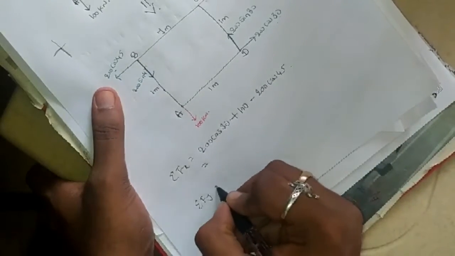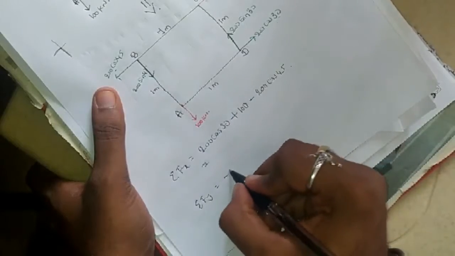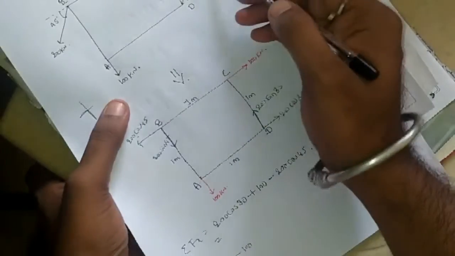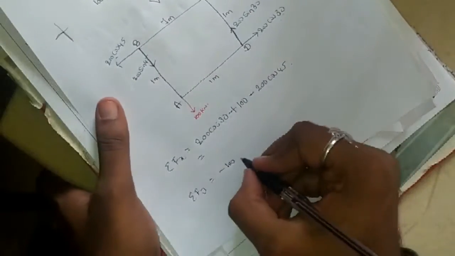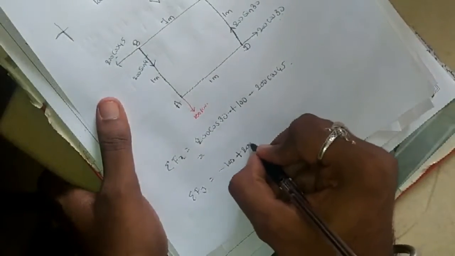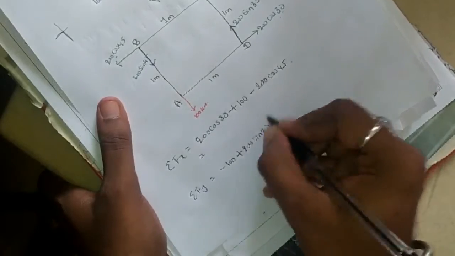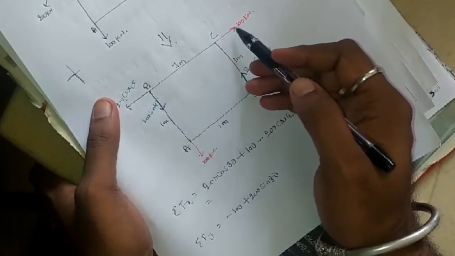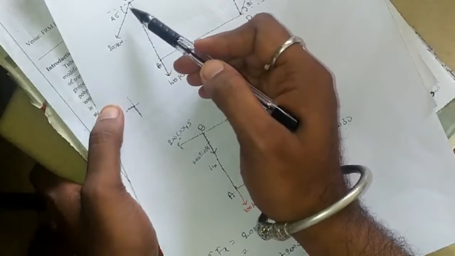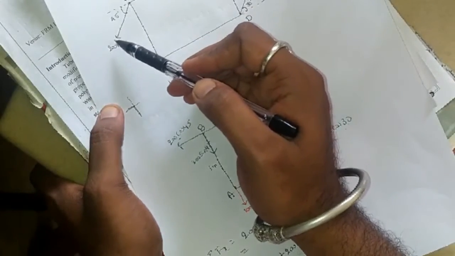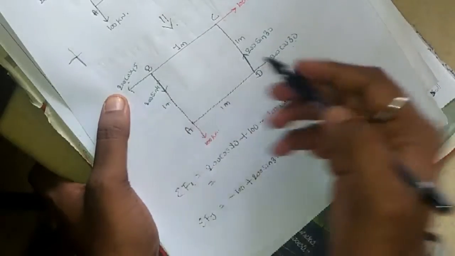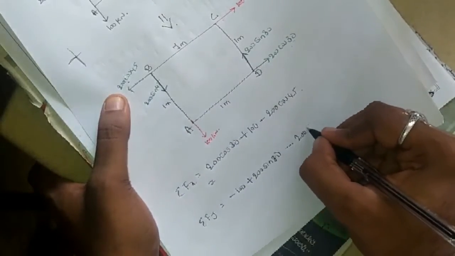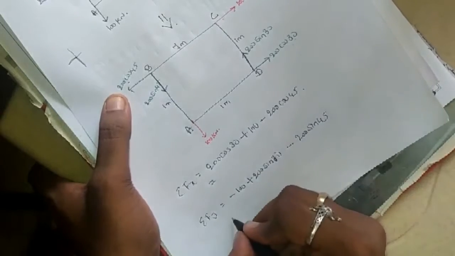On a similar note, summation fy is equal to minus 100, acting vertically downwards. Then the 200 in the first quadrant, so it is 200 sin 30. Acting in the first quadrant, the y component is positive, so plus 200 sin 30. The 100 acting purely along the x-axis has no y component. And here the 200 kilonewton is acting in the third quadrant. In the third quadrant, the y component is negative, so first we put a negative sign here. The component is 200 sin 45, so minus 200 sin 45.